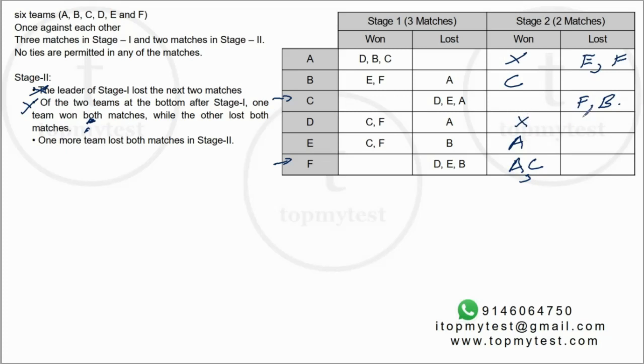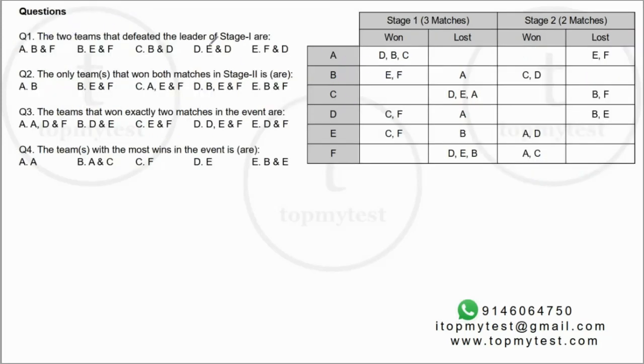Who will D play against? A is gone, so he will play against B and E. So E will beat D also, and B will also beat D. No losses here, no losses here, no losses here. Right, so I have the results for the second stage as well. I know everything. Let's go to the questions and solve.